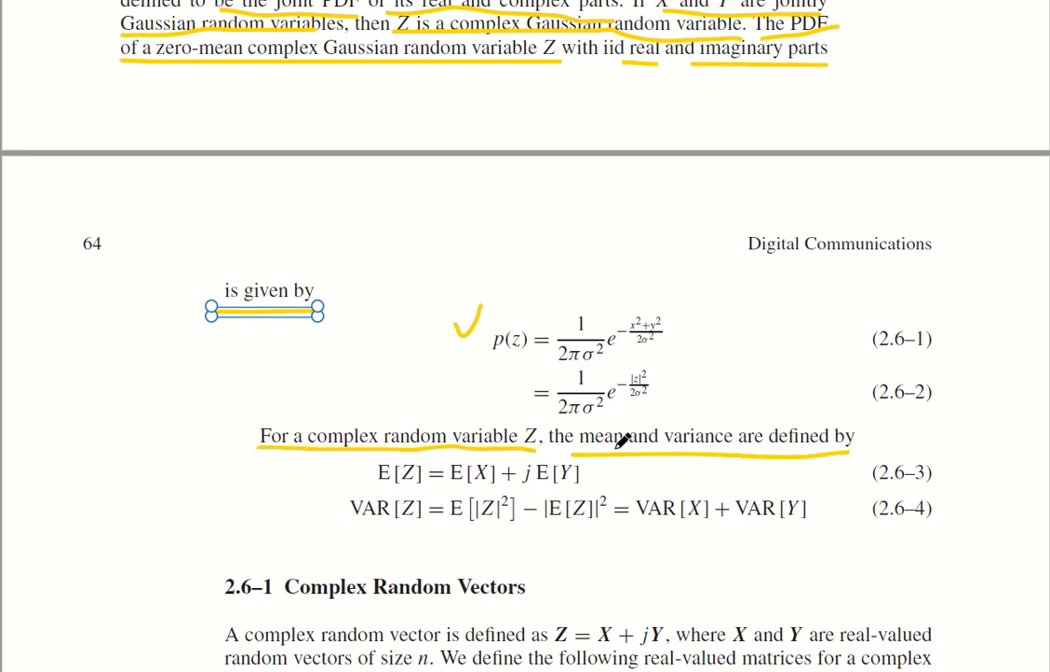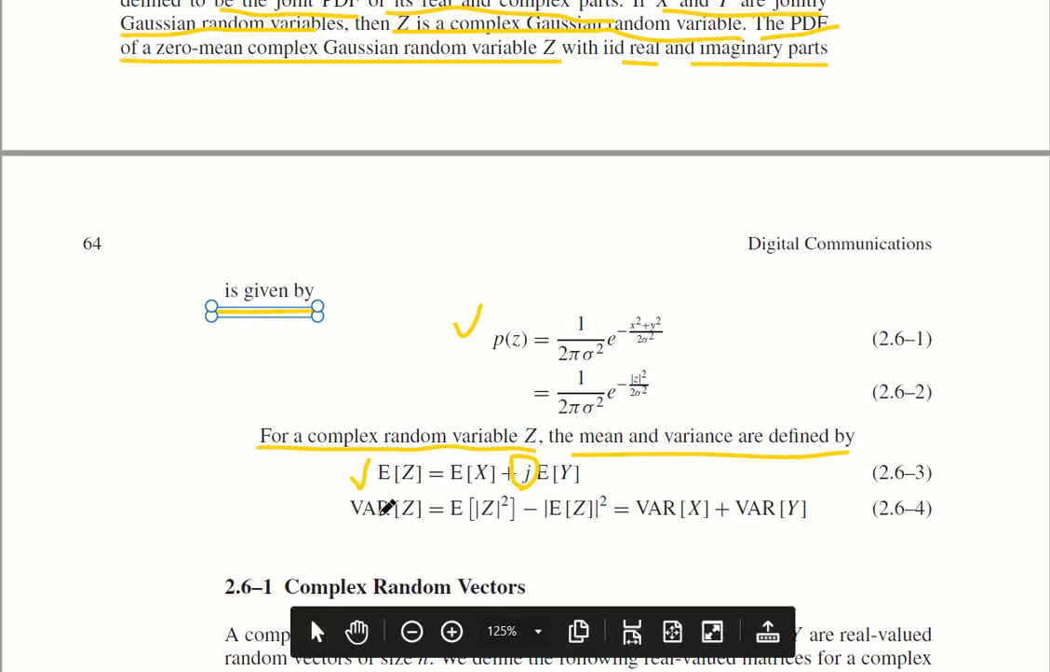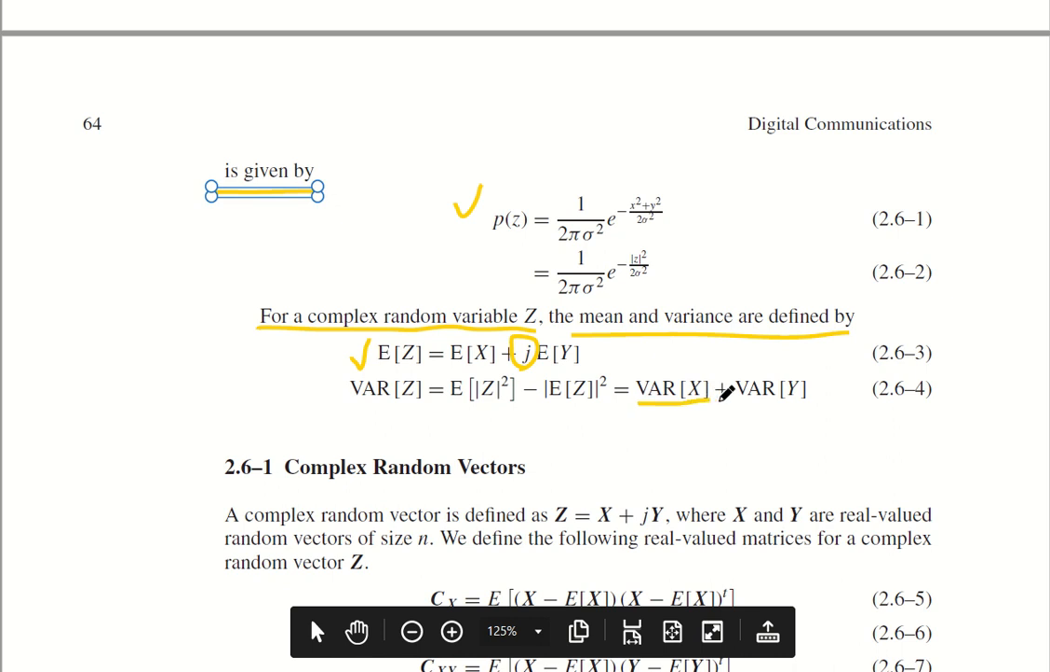And the mean and variance are defined respectively for z. Of course you have two real Gaussians, right? So the expectation of z is equal to the expectation of x plus j times the expectation of y. You can think of j as the imaginary unit, but we just treat it like a coefficient. And it's simple. The variance of z is E of the magnitude of z squared minus the magnitude of E of z squared, which is the variance of x plus the variance of y. Two independent reals, right?